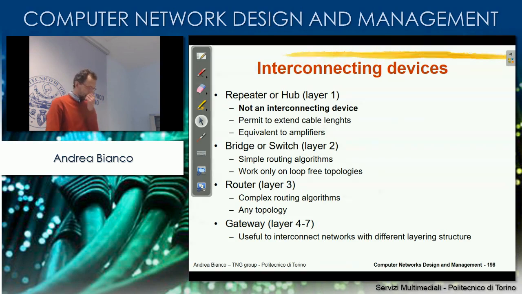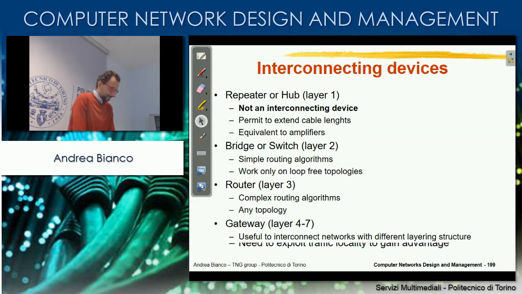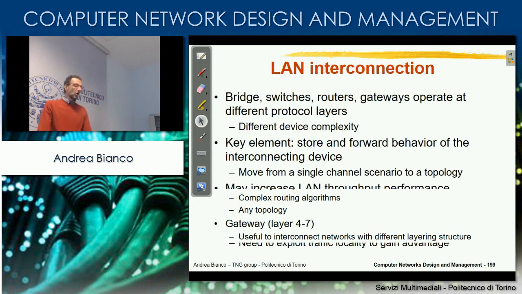And then the gateway, even more complex. The bridge is used typically in a simpler scenario. The router allows you to have more complex interconnection patterns among nodes, as we will see in a moment. The key element is that all of them are store and forward.